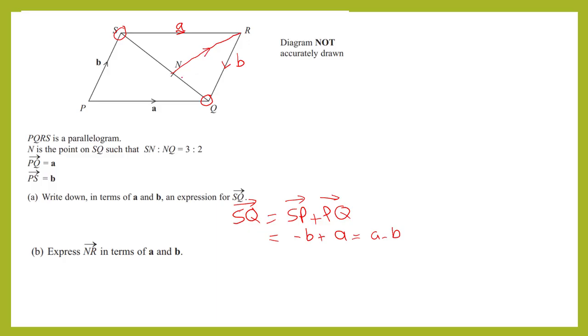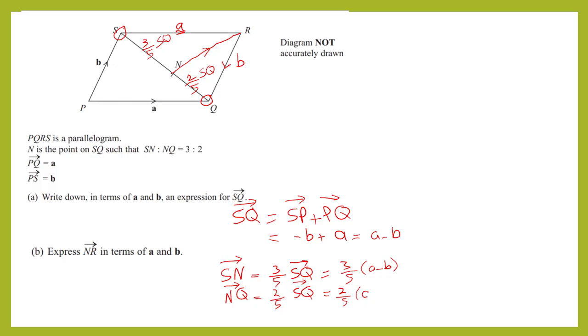So what you will do to get NR, the first thing is, let's divide the ratio. SN is 3 parts, and here 2 parts. So 3 out of 5 parts, and here 2 out of 5 parts, because the total is 5. So 3/5 of SQ, and here 2/5 of SQ. So let's find SN first, and NQ. SN is 3/5 of SQ, which is 3/5 of a minus b, and then we have NQ is 2/5 of SQ, which would be 2 out of 5 multiplied by a minus b.